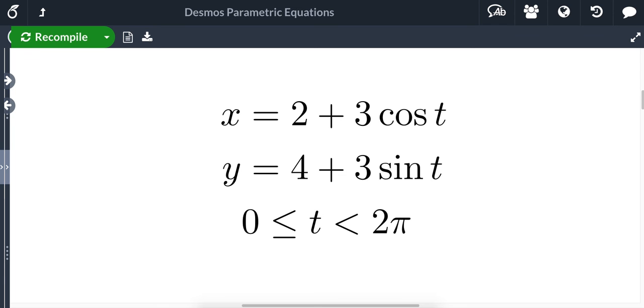In this video, we're going to take a look at how to graph parametric equations in Desmos. So here we have a pair of parametric equations. X is 2 plus 3 cosine of t, y is 4 plus 3 sine of t, and we're going to look at values for our parameter t between 0 and 2 pi, so one rotation.